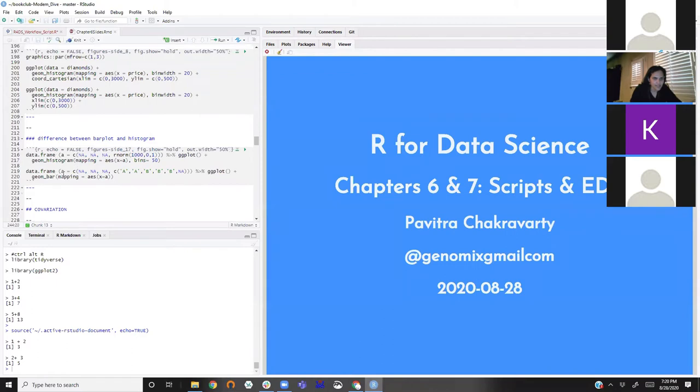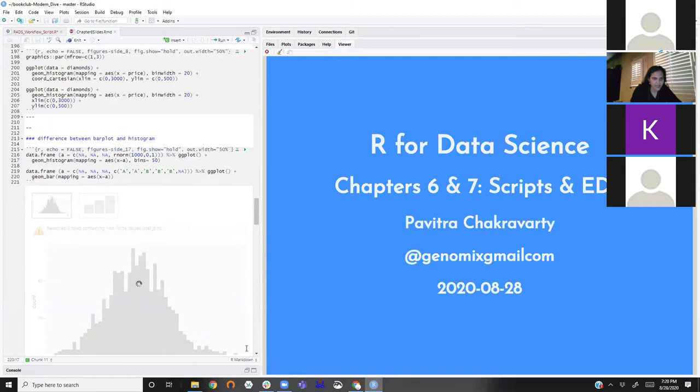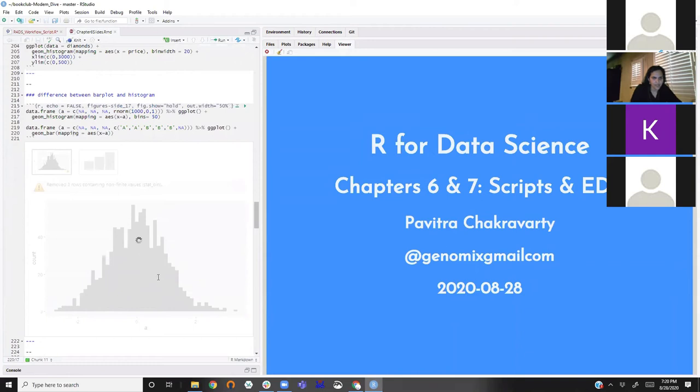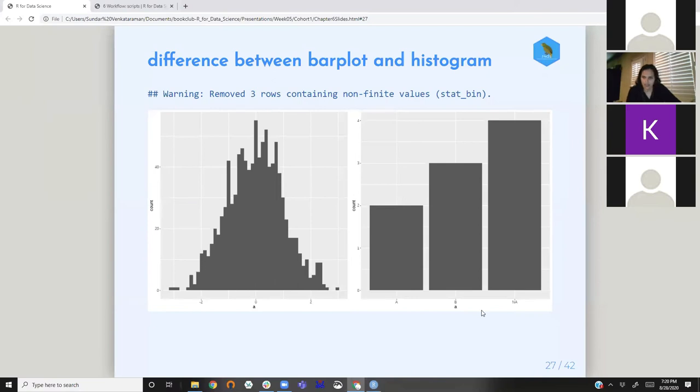So the first one is a histogram. The second one is a bar plot. Let's just take a quick look at this. Does it actually take it out? So it does remove the rows which have non-finite values. All the ones which have NA, which are three in number, it removes those rows for a histogram. And in a bar plot, I think it includes those. Okay, yeah, so that's right. You still have NA here, but in a histogram, it would remove anything where it's not available. That's the primary difference here between the bar plot and the histogram.